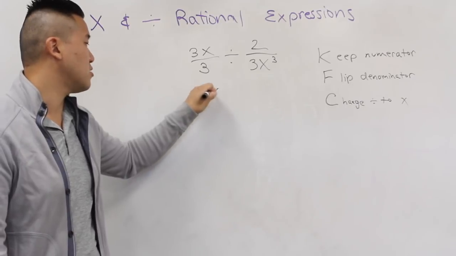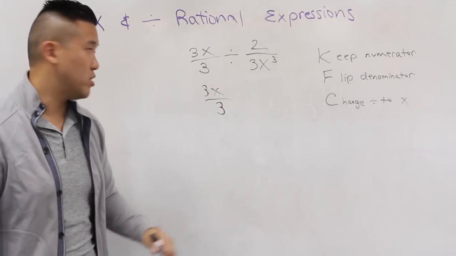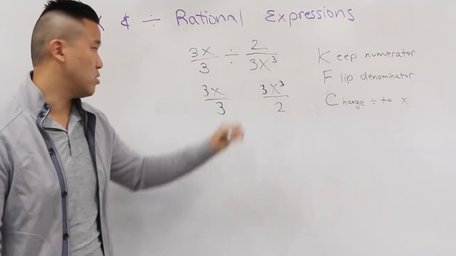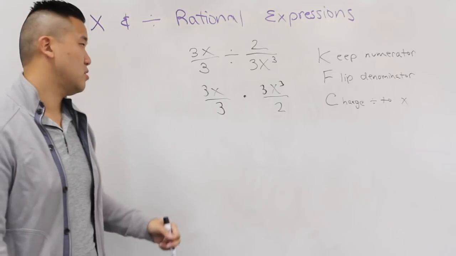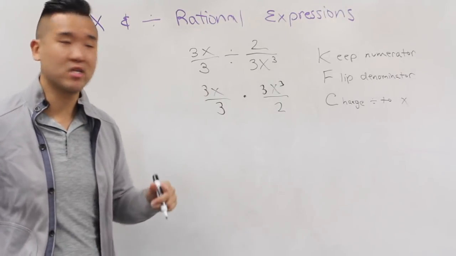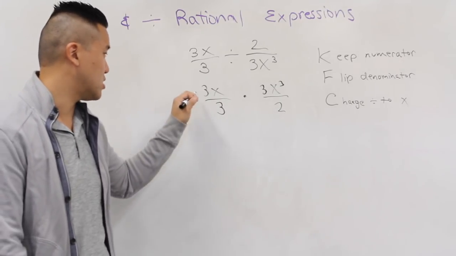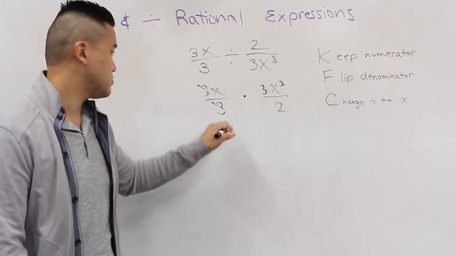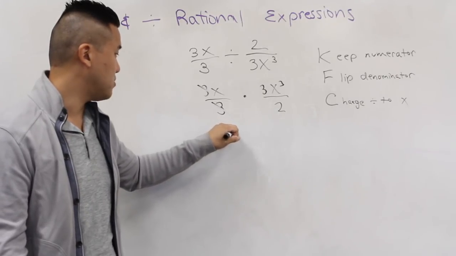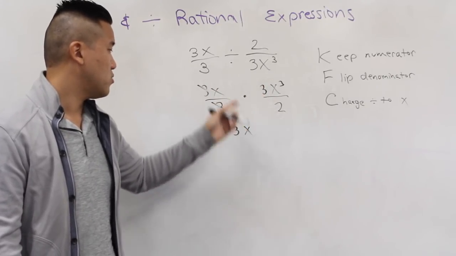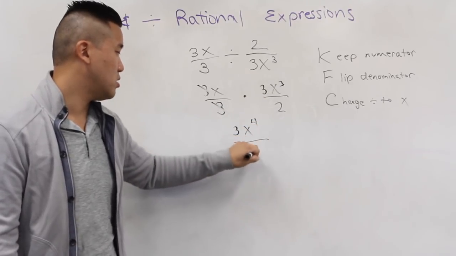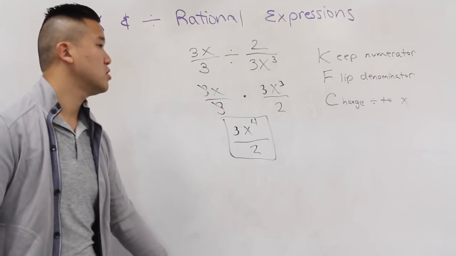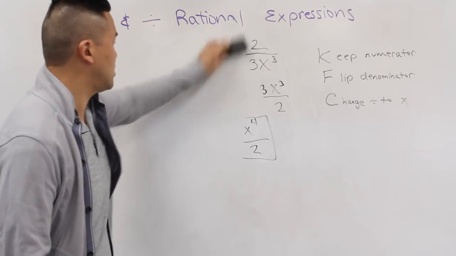So right now we're going to do 3x over 3, keep the numerator, flip the denominator, and then instead of division, we're going to put multiplication. Now it becomes a multiplication problem. Now we can just cancel top and bottom. This x can't cancel that. So this 3 and 3 can cancel out, and that's pretty much it. If you multiply across, we add the exponents, we have 4, and we have 2. So that's the first example. KFC: keep, flip, change.